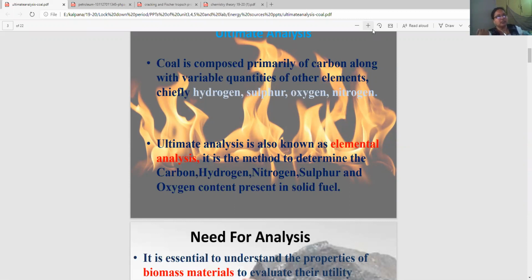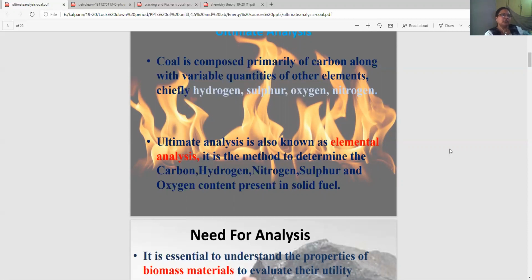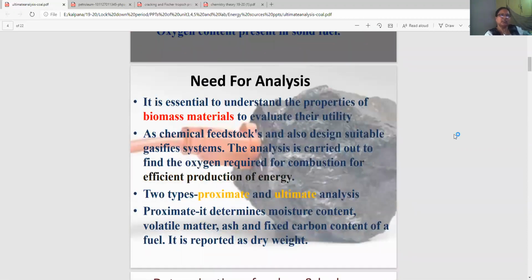So, this is also known as elemental analysis, and it is a method to determine the carbon, hydrogen, nitrogen, sulfur, and oxygen present in the solid fuel. Right. Now, what is the need of this analysis? It is essential to understand the properties of biomass materials and to evaluate their utility as chemical feedstocks and also to design suitable gasifier systems. This analysis is carried out to find out the oxygen required for combustion for efficient production of energy.